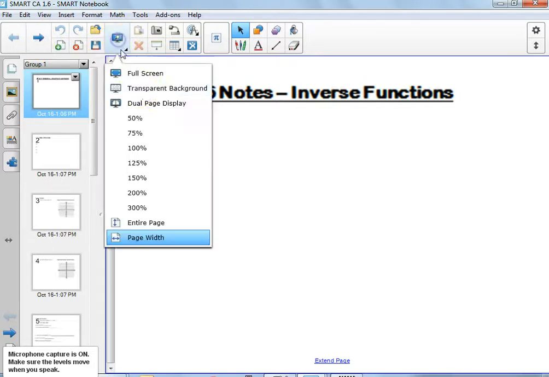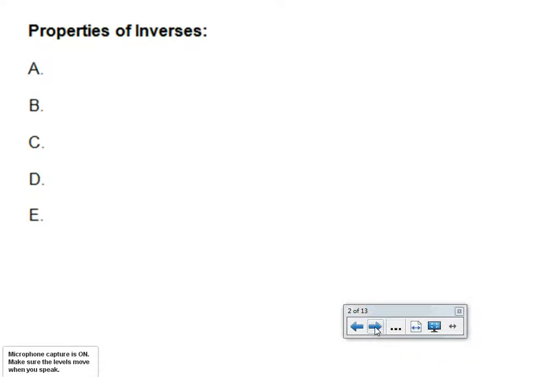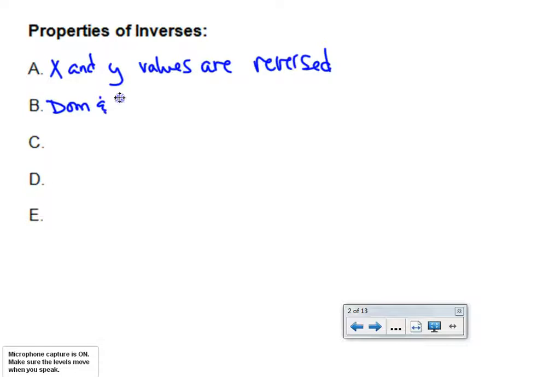Okay, inverse functions is an old topic, but we definitely need to revisit it here for college algebra. There are 5 properties of inverses that we need to realize are still true. The first property is that the x and y values are reversed. Since the x and y values are reversed, the domain and the range are reversed. So the domain of the original is equal to the range of the inverse.